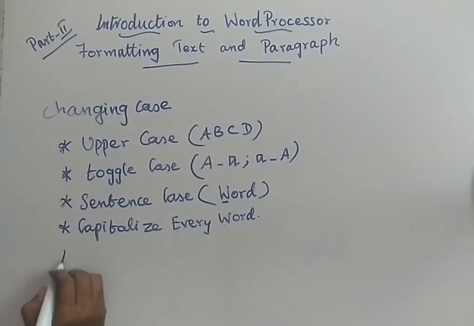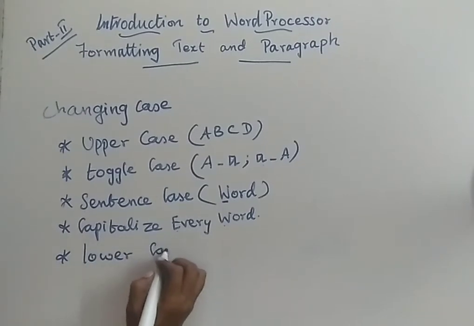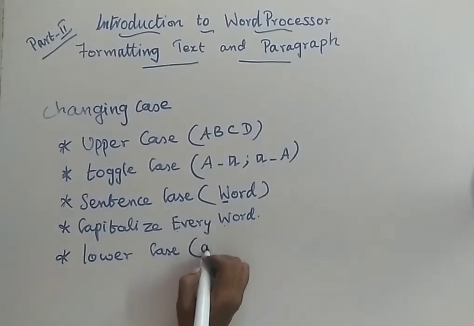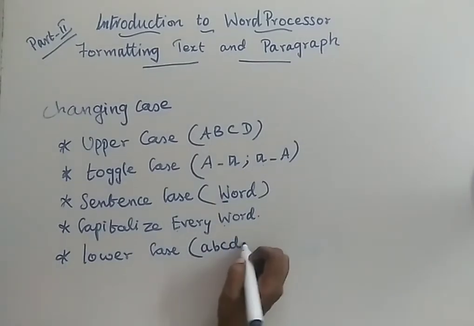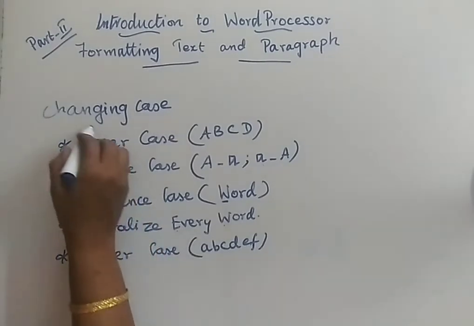And the next one is lower case. You know the example is like this: A, B, C, D, F. Everything is in small letters. And the remaining ones, these are the things you have under changing case.